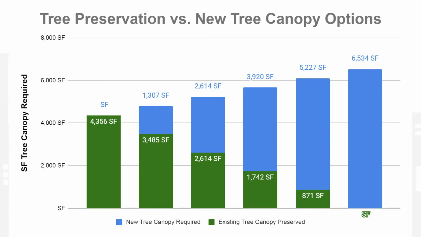This graph simply illustrates the concept of incentivizing preservation of existing tree canopy over planting new. You'll see the green bar represents the requirement to preserve tree canopy, while the blue bar represents that requirement to plant new tree canopy.